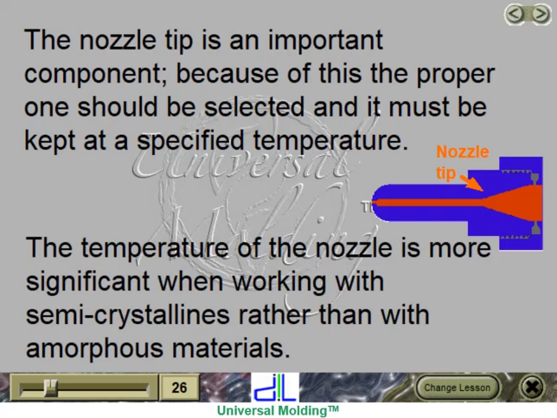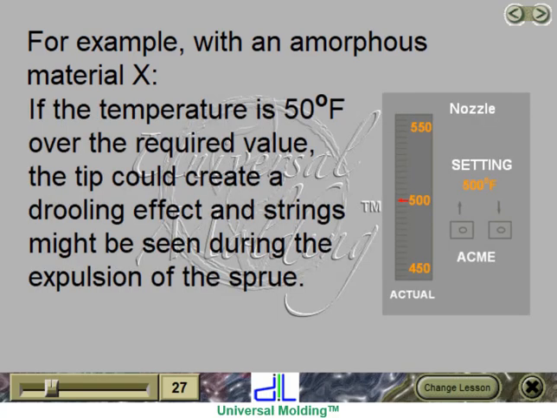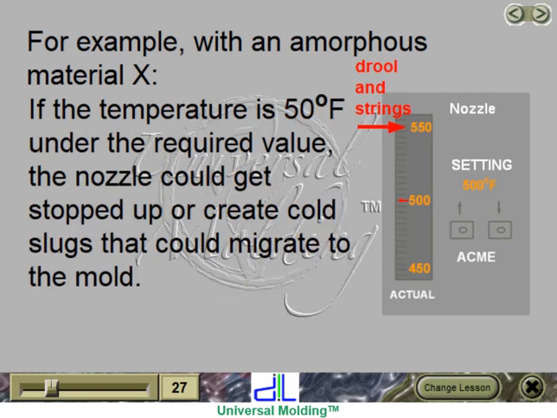The temperature of the nozzle is more significant when working with semicrystallines rather than with amorphous materials. For example, with an amorphous material X, if the temperature is 50 degrees Fahrenheit over the required value, the tip could create a drooling effect, and strings might be seen during the expulsion of the sprue. If the temperature is 50 degrees Fahrenheit under the required value, the nozzle could get stopped up or create cold slugs that could migrate to the mold.